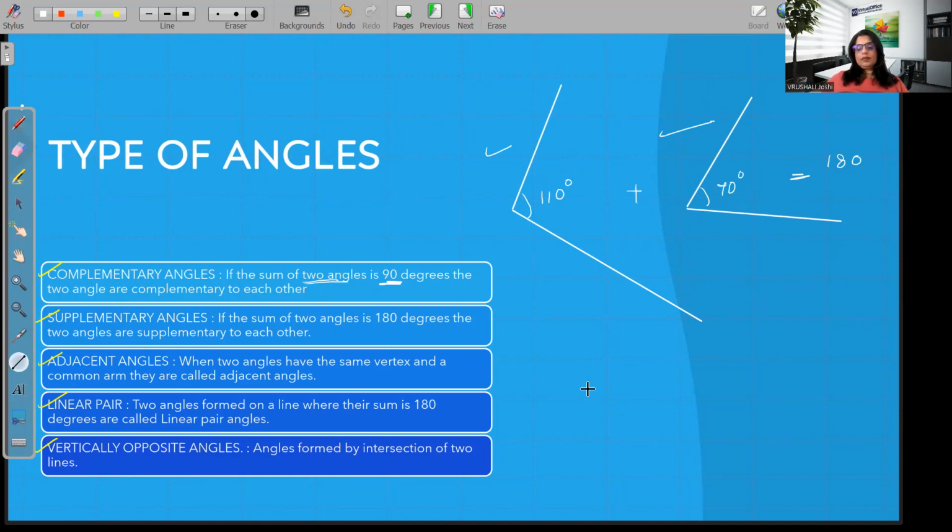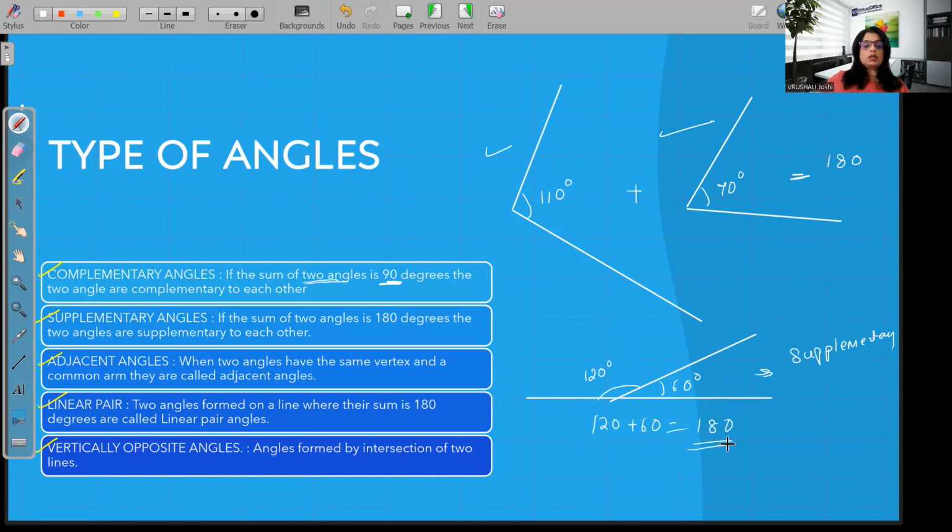On the other side, if you have two angles, suppose I just draw a line here, and I say this is 120 degrees, and this is 60 degrees, then they are also called supplementary angles. There is another name also for this type of angle, but we will see it as we go ahead, correct? Because 120 plus 60 is equal to 180.